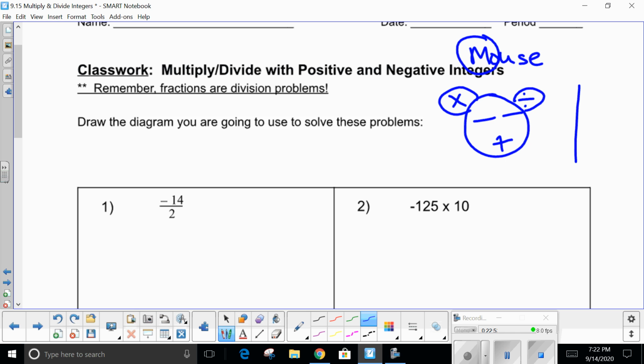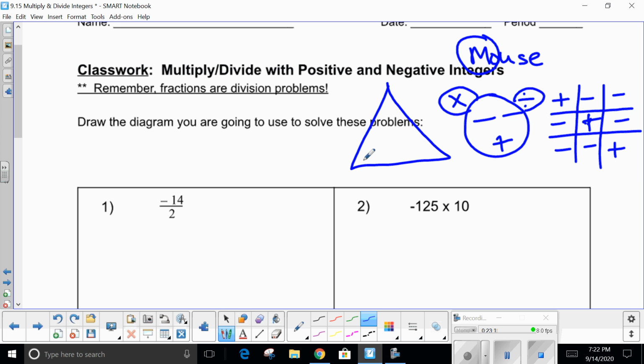Or we could use our tic-tac-toe board. This is plus down the diagonal, and then all of these are negative. Or you could use the triangle, where you have a negative on the bottom and a plus sign on the top. You can use any one of these to keep track of the sign of your final answers.